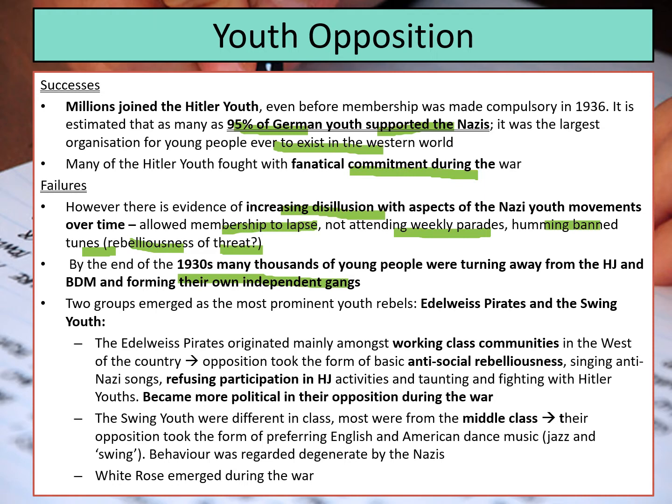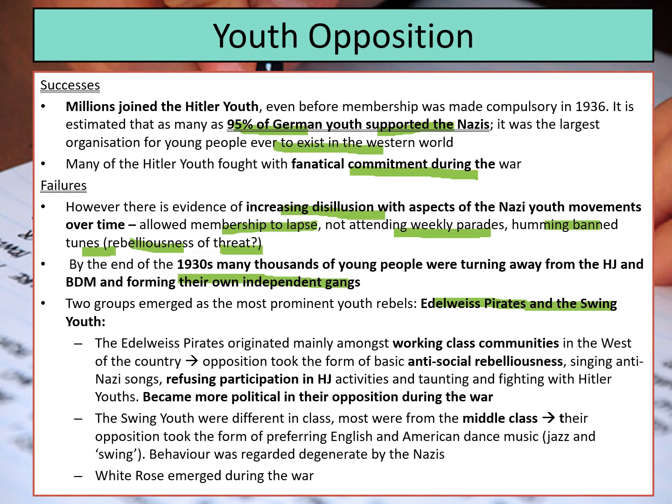Now, there are two really crucial groups to know about in this period before the Second World War, and that is the Edelweiss Pirates and the Swing Youth. Another group you'll need to know later on is the White Rose, but they don't really become active until the Second World War.